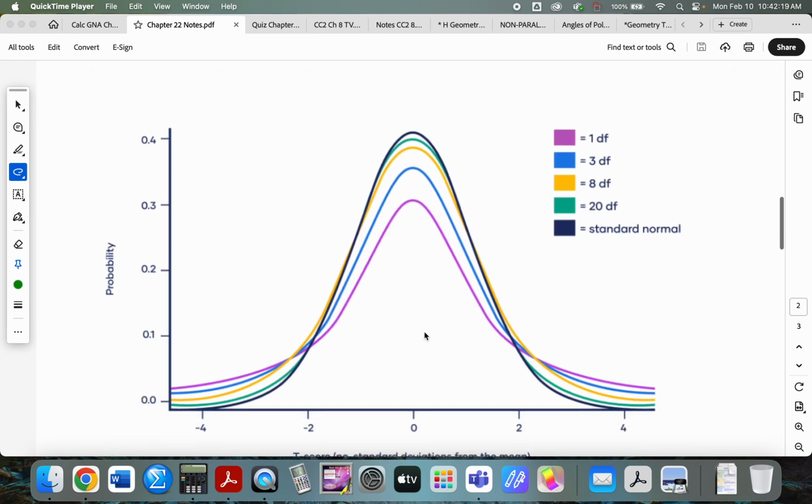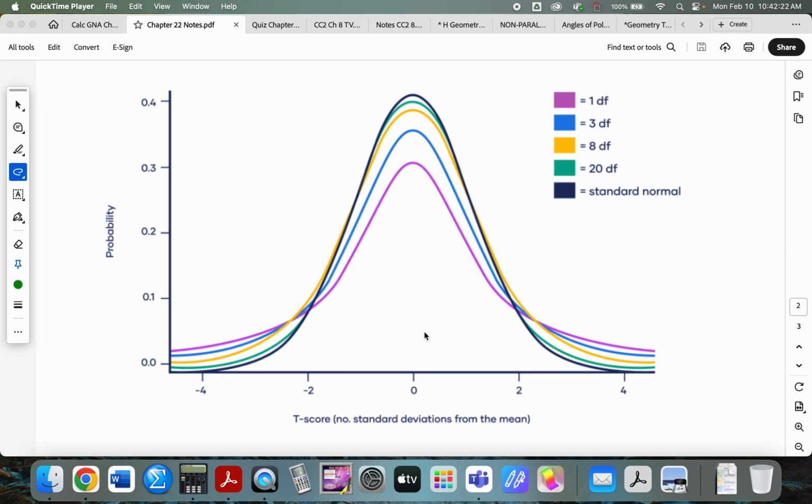All right, turn the page. Let's take a look at how this is different than a normal model. So that one in black is your standard normal model. Okay, and that's based on a z-score. So if you look at the one at the very bottom in the middle, that's a Student's t, or just a t-score with only 1 degree of freedom.